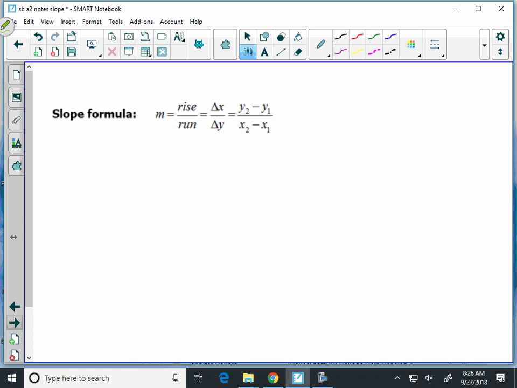Here's the slope formula. And slope is just rise over run, which is the change in y over the change in x. We find that by doing y2 minus y1 over x2 minus x1. Okay? Our points can flip-flop. It doesn't really matter which one you make your x1 and which one you make your y1 and your x2 and your y2. You just have to be consistent. Okay? Just have to be consistent.